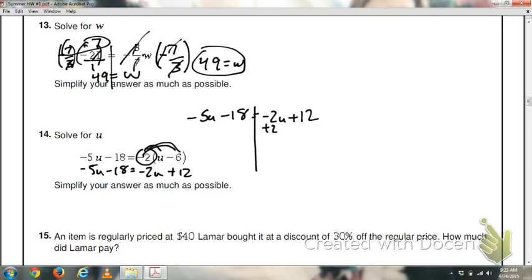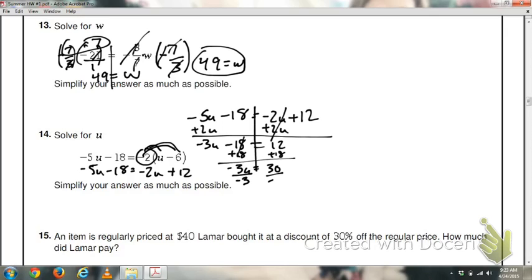And now I want to bring all the u's to one side. So I'm going to add 2u to both sides. If I do that, these cancel, and on the right-hand side, I just have 12. Over here, negative 5u's plus 2u's is negative 3u minus 18. Now I'm going to get rid of that 18 by adding 18 to both sides. And if I do that, I get negative 3u equals 30. Final step is to divide by the negative 3. And I get u equals negative 10. And that would be my answer.